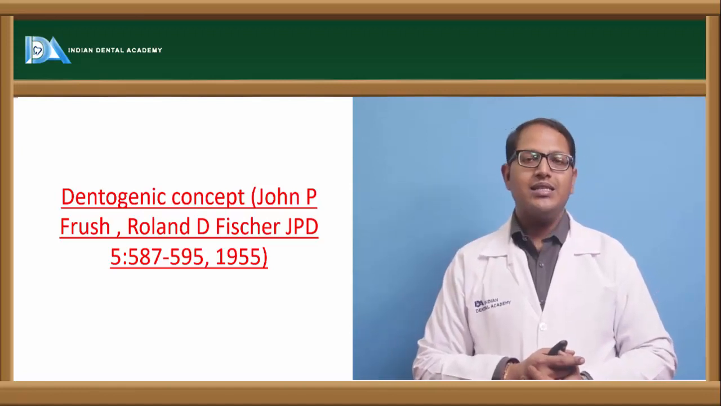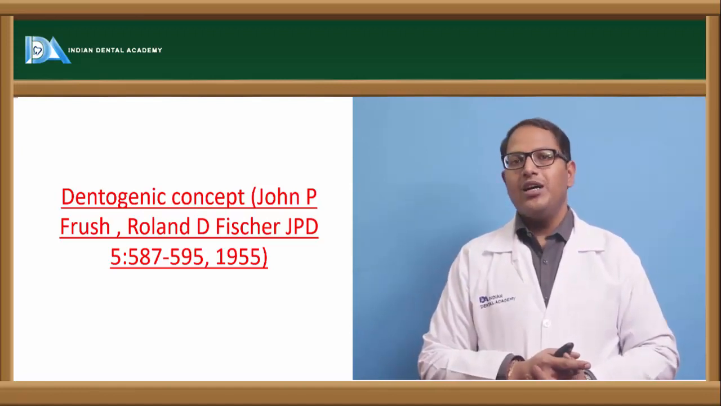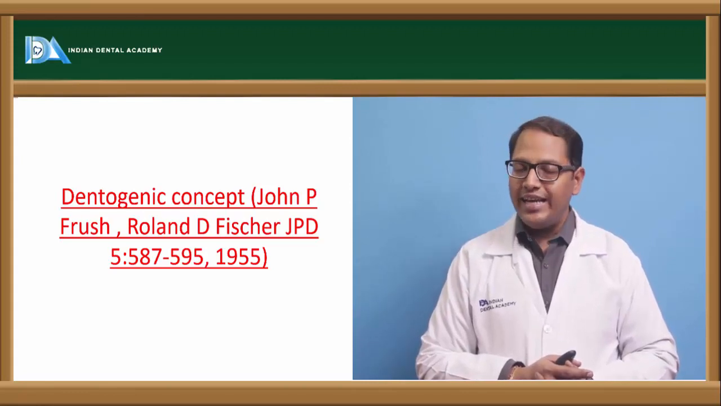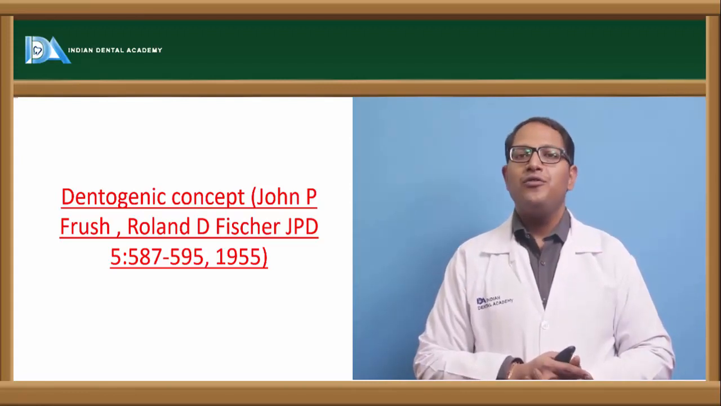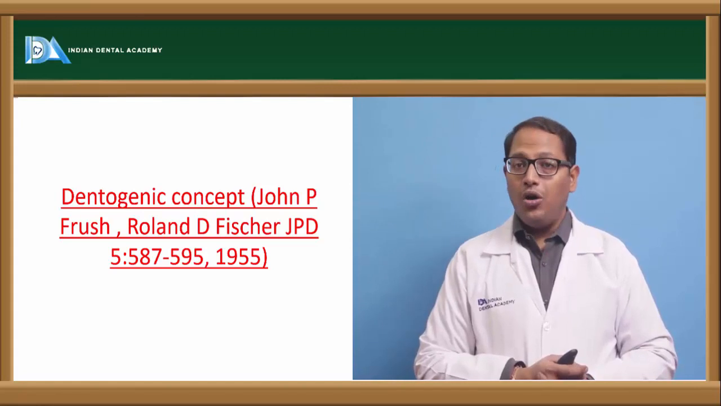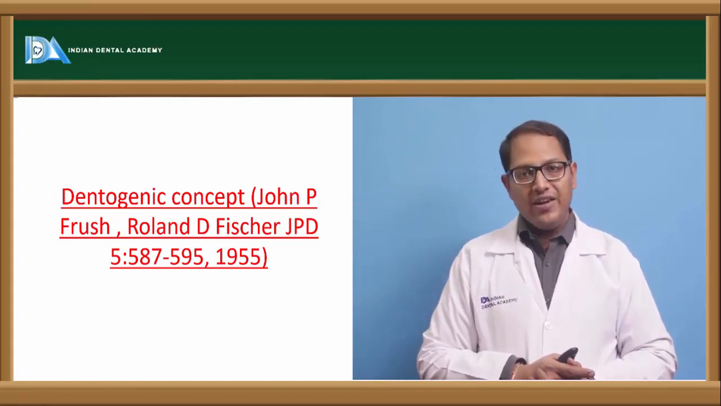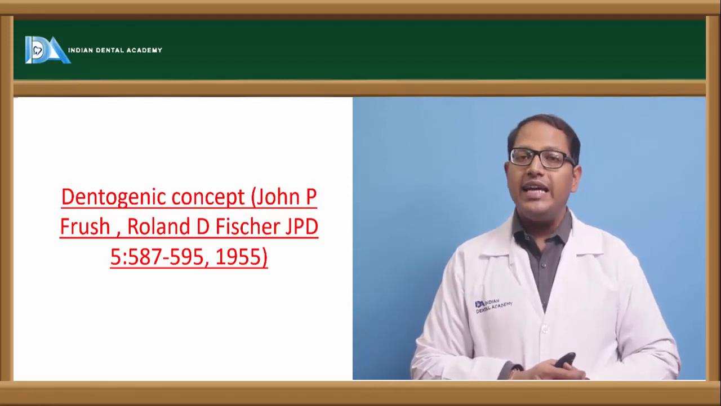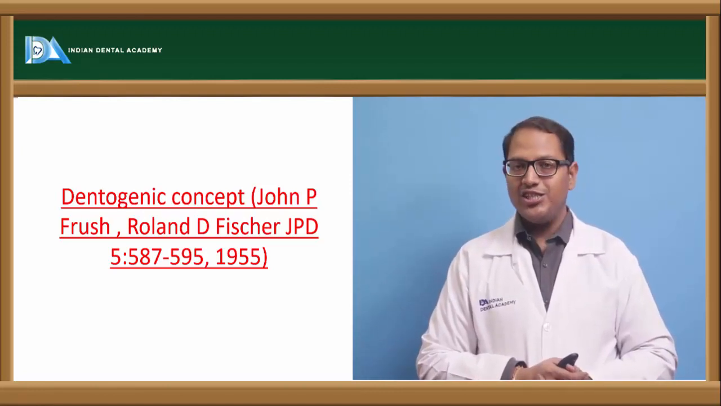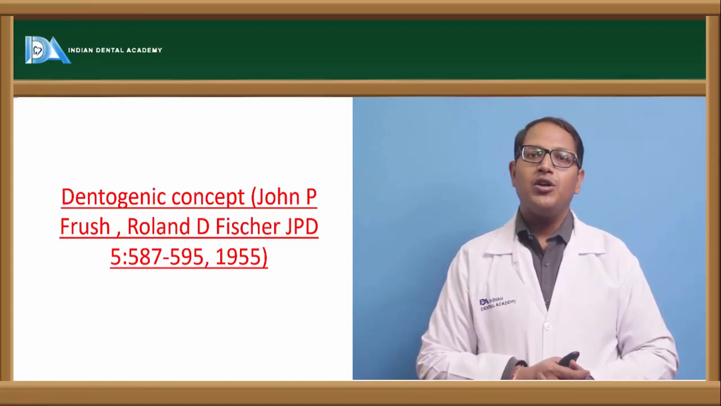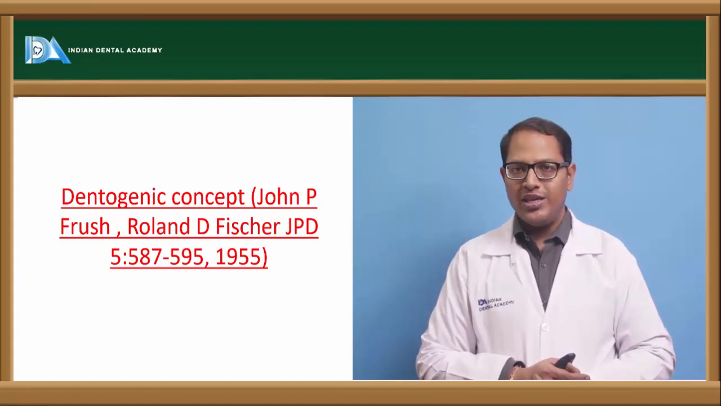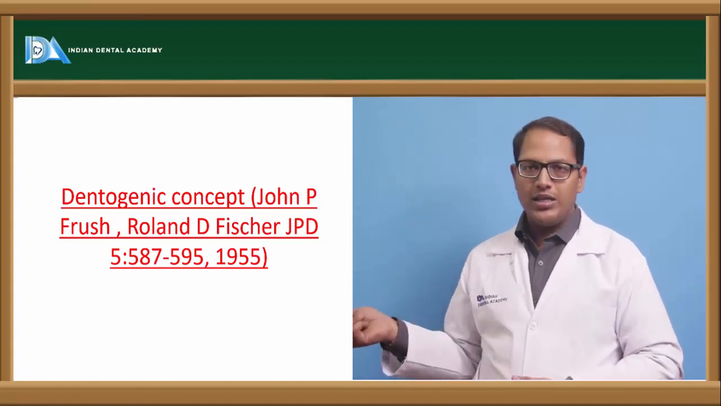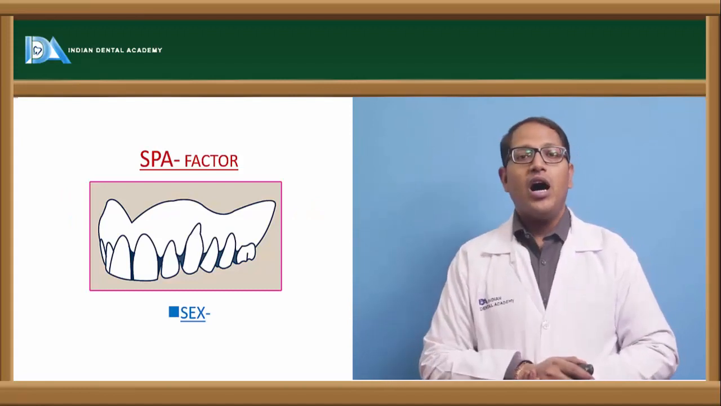Coming to the next, that is the dentogenic concept, also known as dynaesthetics, also known as the Frush and Fisher technique, also known as the SPA factor, also known as sex, personality, age factor for selection of anterior teeth. Now what are all these? Dynaesthetic, dentogenic, Frush and Fisher, who are they? Why did they come across? How did they come across?